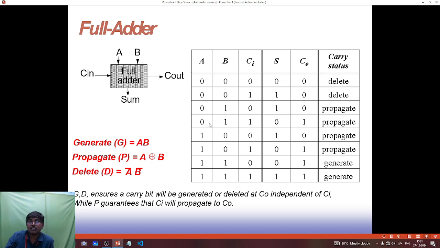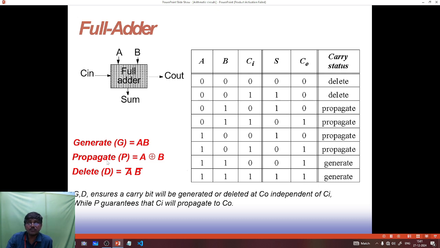Now the next one, 0, 1, 1. Sum will be 0 and carry will be 1. Here also it is a propagation operation. And 1, 0, 0, sum will be 1 and carry will be 0, here also propagate. And 1, 0, 1. Here A is equal to 1, B is equal to 0 and carry input is equal to 1. We know that 1 XOR 0 is equal to 1, and 1 XOR 1 is equal to 0. So the sum is equal to 0, and carry will be equal to 1. So it is a propagate option.